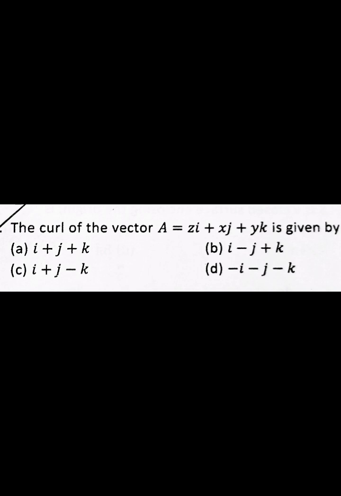Next question is, the curl of a vector A is equal to zi cap plus xj cap plus yk cap is given by dash. This is a very simple question. It is asked to find the curl, that is determinant of i j k, dou by dou x, dou by dou y, dou by dou z, and z x y. The answer is del cross A is equal to i plus j plus k. So the answer is option A.